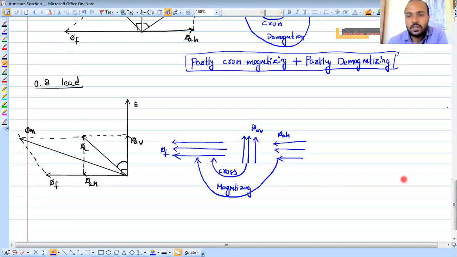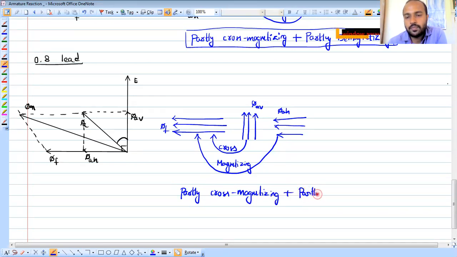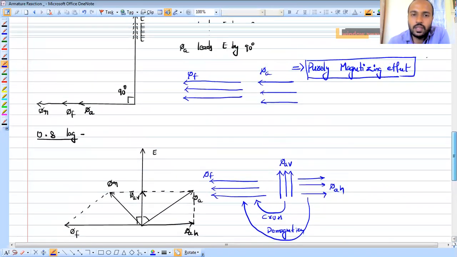So here, the effect of armature reaction is partly cross magnetizing effect, plus partly magnetizing effect. Okay, this will be the effect of armature reaction, effect of armature flux on main field flux. How this armature flux is affecting this main field flux. Okay, this is what about armature reaction in the case of generator, right?